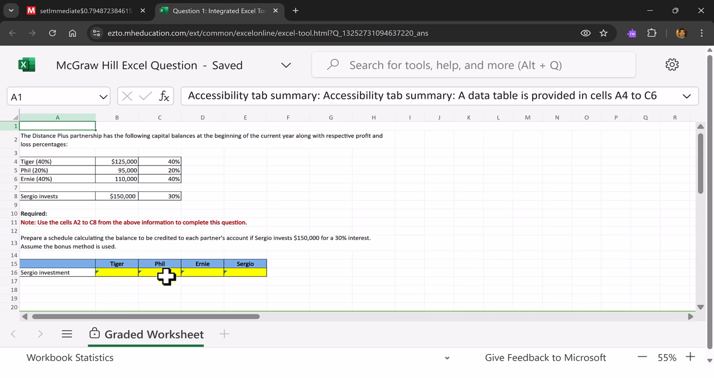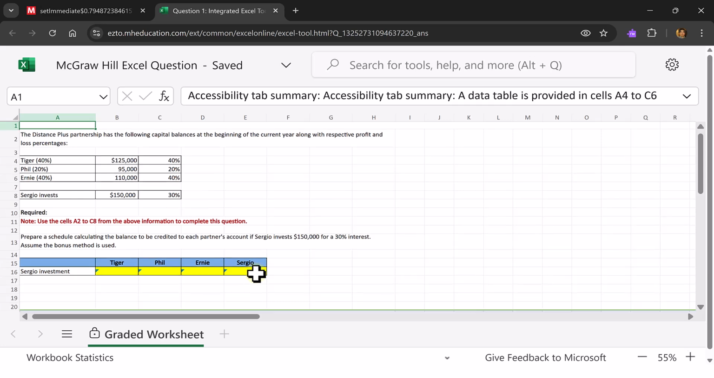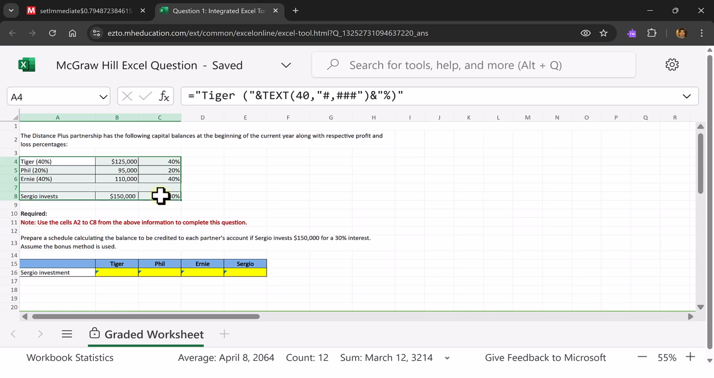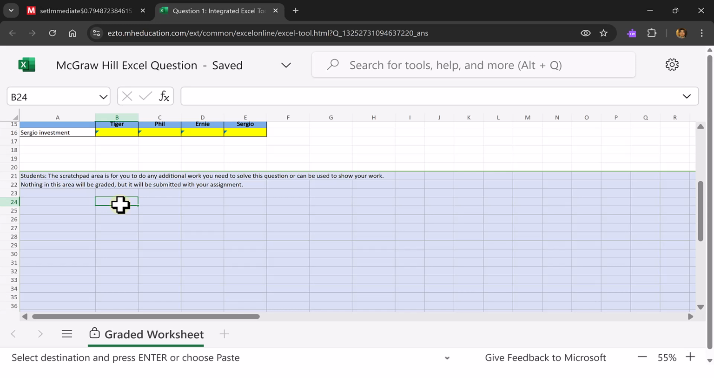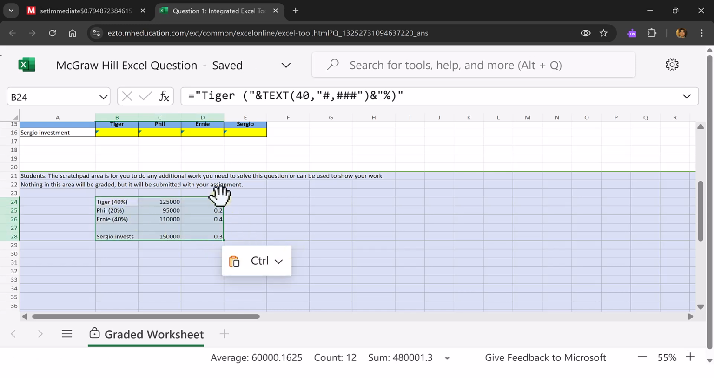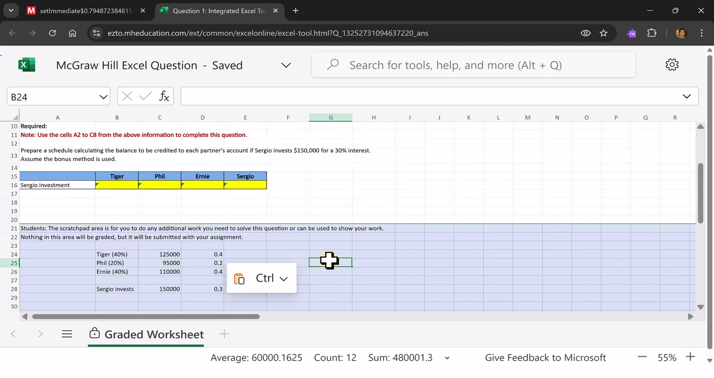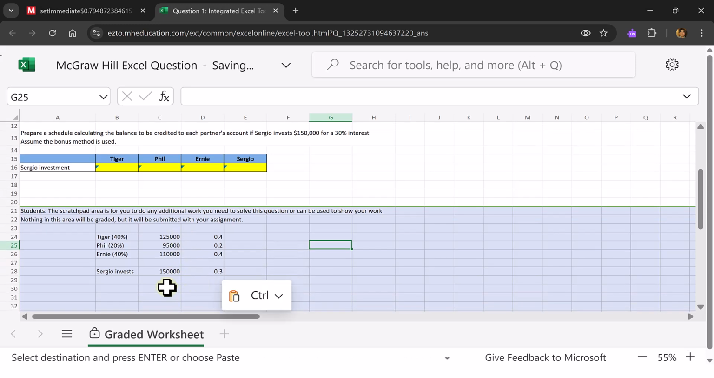And because you can see here, they only want the ending answer and they don't show you the actual formula step by step. So let me show you down here in this scratchpad area to better understand what's happening. So let me copy this down below. Copy and I'll paste it over here. Again, these are percentages, 40, 20, 40, 30%. Let's add up all of the amounts here. So let's put the total down here.